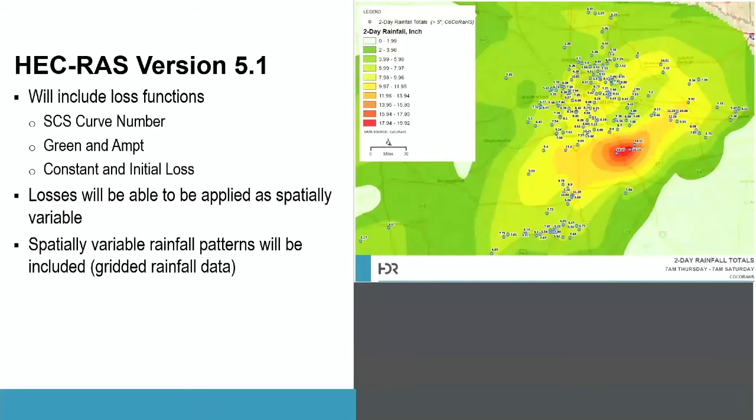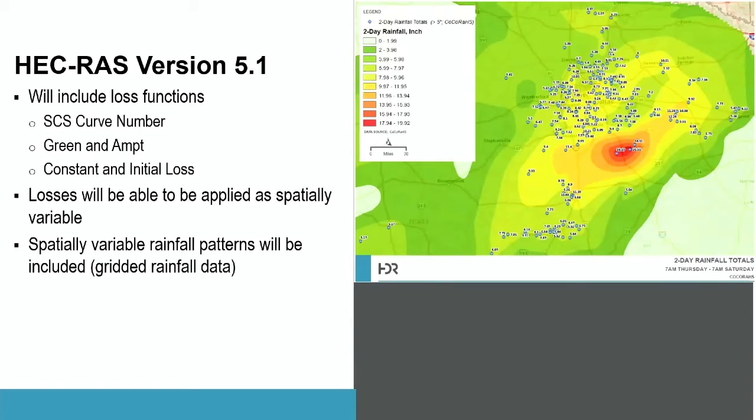There's an SCS curve number method, the Green and Ampt method, and constant and initial loss. These losses will be applied as spatially variable parameters. So you're not lumping them per se. You can use spatial variability.